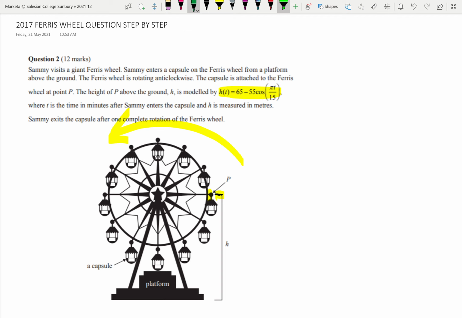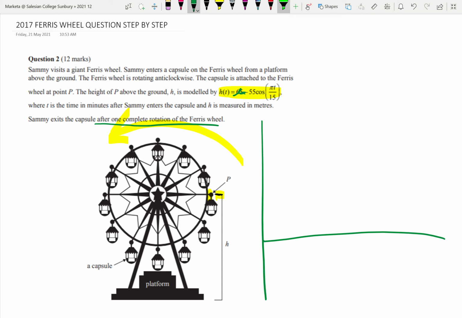Okay, Sammy exits the capsule after one complete rotation. So after one complete rotation, it means we've just got one cycle of the graph. So speaking of graphs, it's a good idea to draw the graph. And you can just do this on CAS, but I'm going to do it by hand.